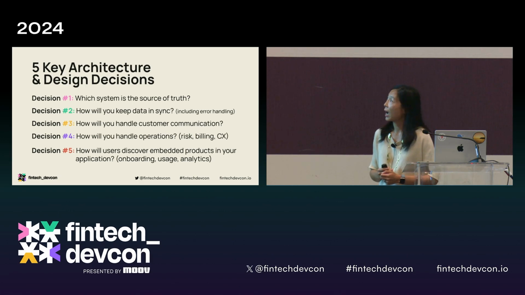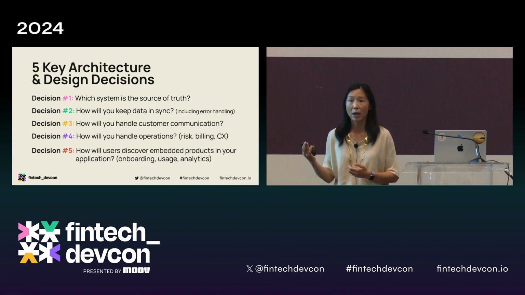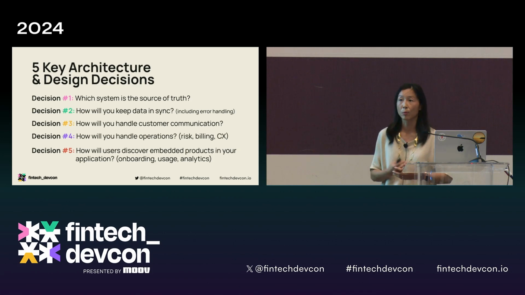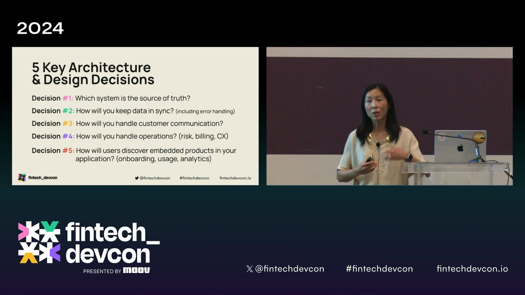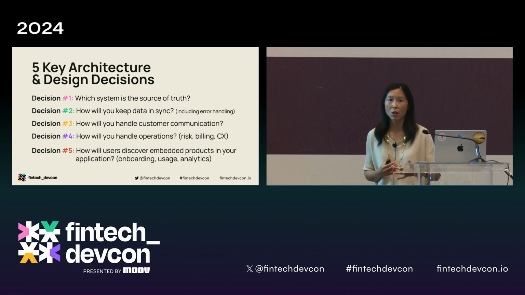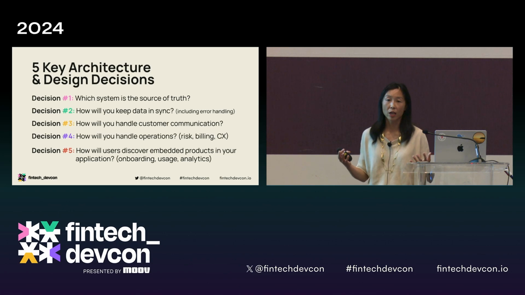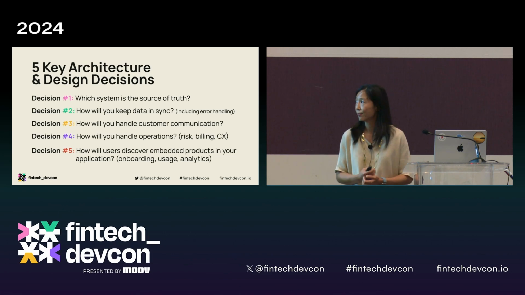Decision number 3, how will you handle customer communications? So once that information is syncing properly, if it gets updated, how will you make sure that your customers actually know about it? And who actually owns that customer communication flow? Decision number 4, how will you handle operations? So not just by notifying customers of what's happening in the app, but operationally, what does it mean when they need to talk to someone specifically about risk, billing, or CX?